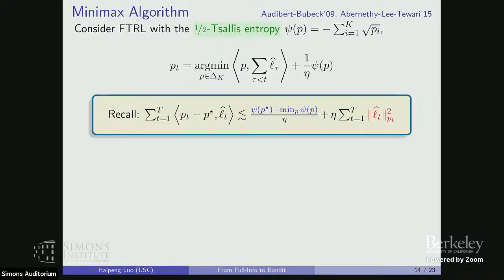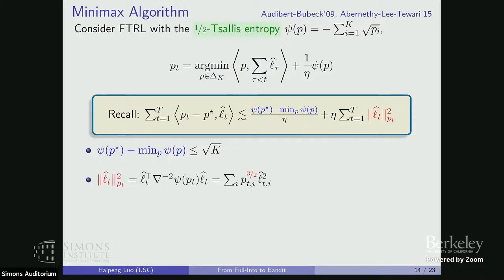Recall I showed you this general bound, and we are now just going to apply it. You need to figure out these two terms, the penalty term and the stability term. The penalty term, like I said, is roughly just the range of the regularizer. In this case, the range is just root K. It's very easy to see. The maximum is achieved by a distribution that puts all the weight on one arm, and the minimum is achieved by uniform. That's where you get root K.